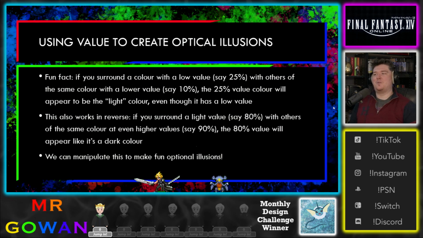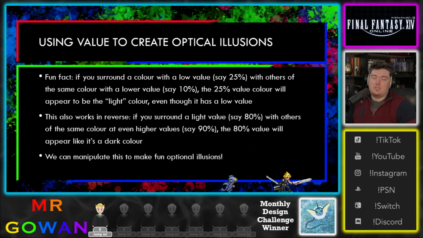Also, we can use value to create optical illusions. Fun fact, if you surround a color with a low value, like 25%, with other colors of the same color with an even lower value, let's say 10%, that 25% value will appear to be the light color, even though it has a very low value. This also works in reverse. If you surround a light value, like 80%, with others of the same color at even higher values, like 90%, then the 80% value will appear like a dark color in comparison.